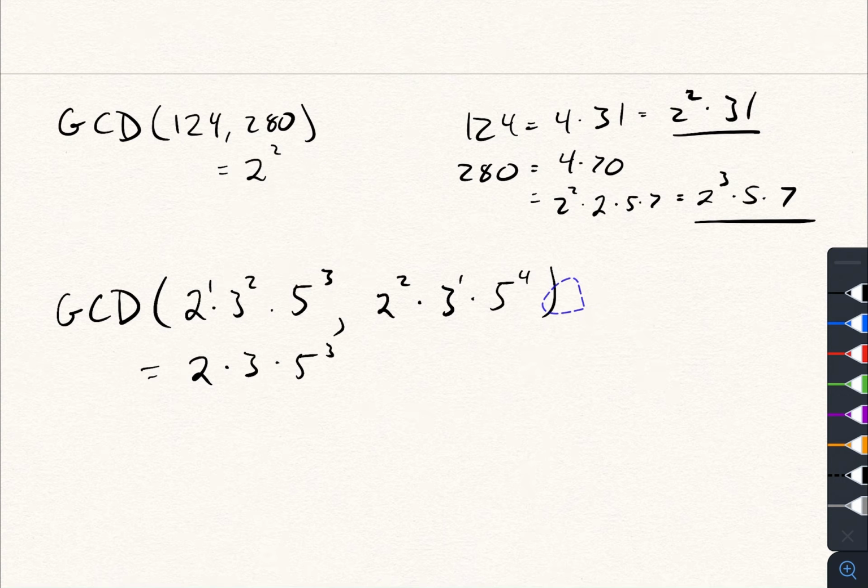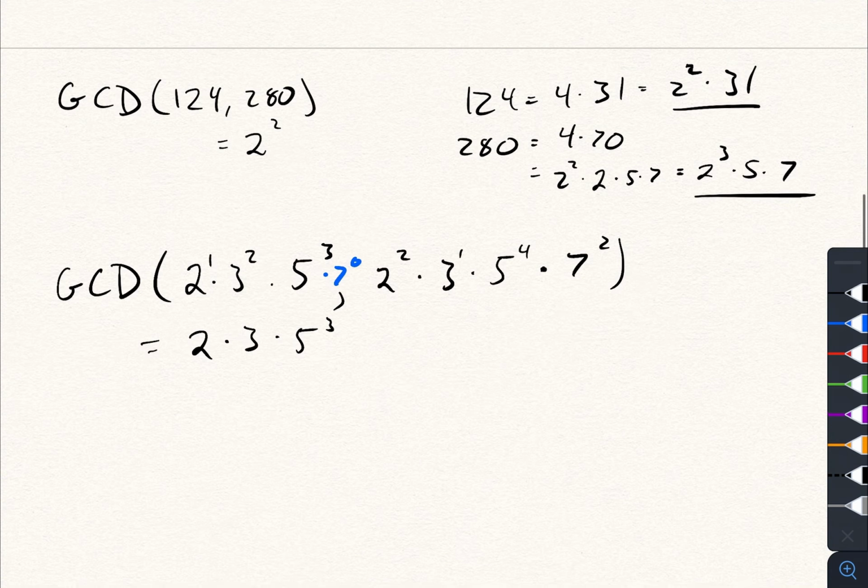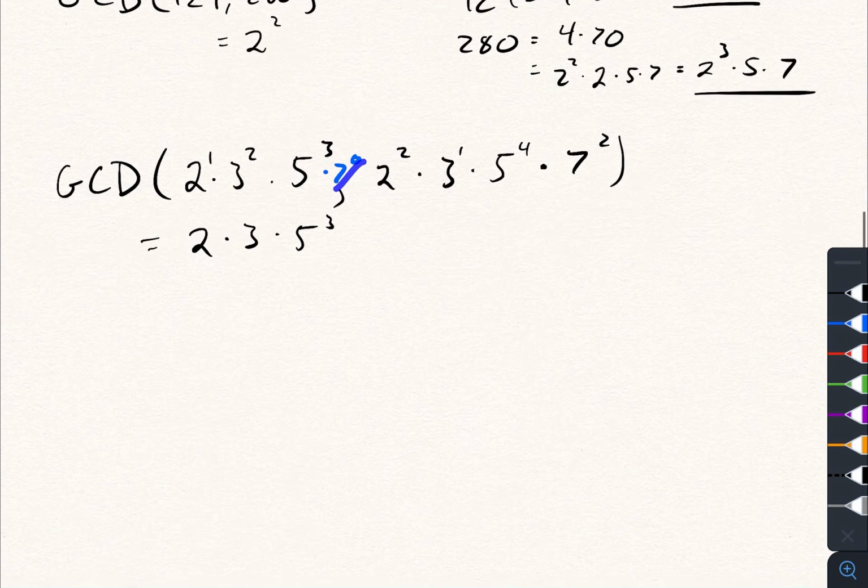What if I had a 7 squared over here, but there wasn't any 7 over here? Implicitly, there's a 7 to the 0 over there. And so the smaller of the two powers would be 7 to the 0. But really, you would just say, oh, there's not going to be any 7s that appear in both of these numbers, so you could just ignore the 7s here. Okay, that'll be relevant when we get to least common multiple, but for now, you just ignore it.